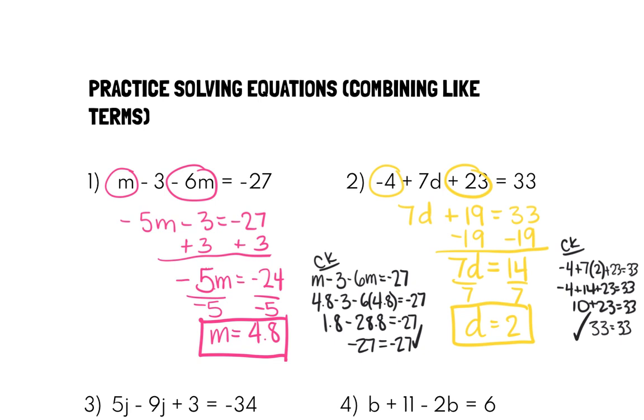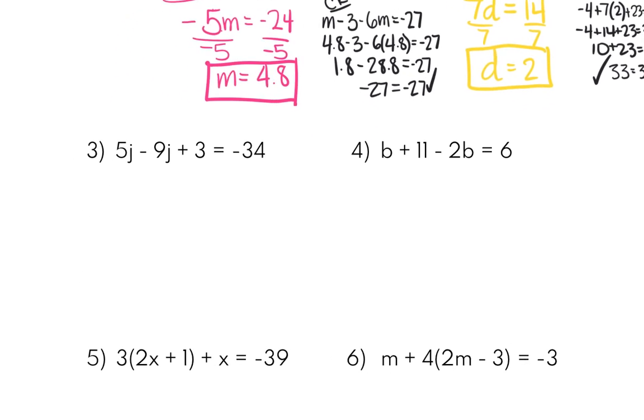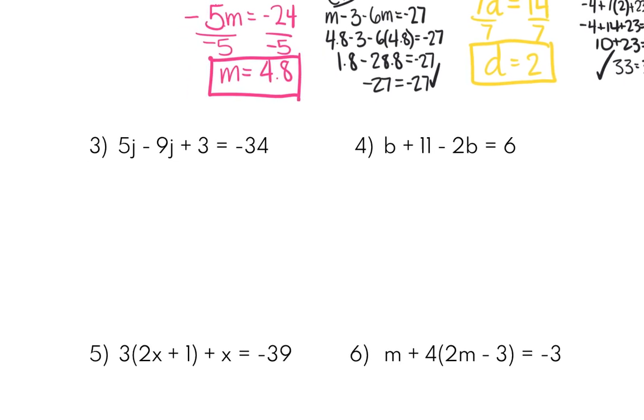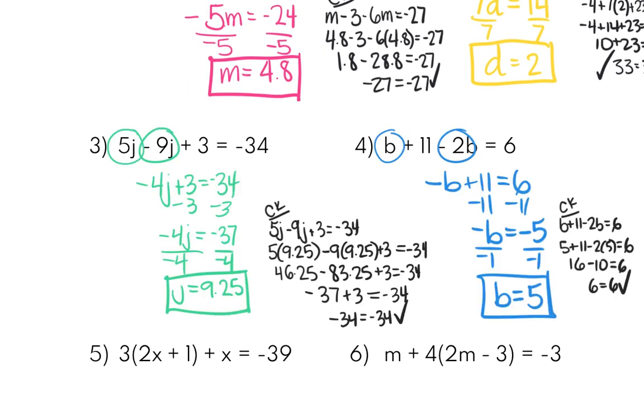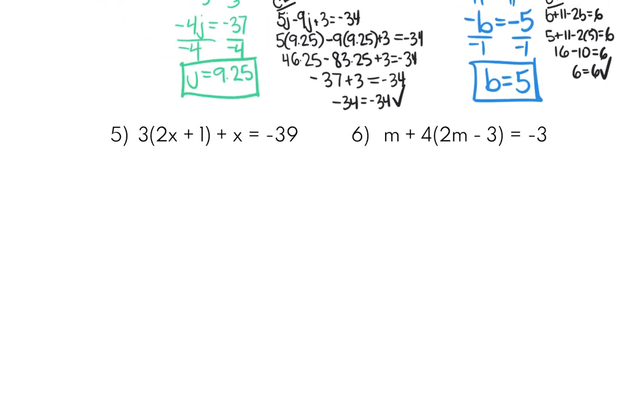Here are our answers for 1 and 2 with the checks. M equals 4.8 and D equals 2. Now let's try 3 and 4. Here are the solutions and checks for 3 and 4. We have J equals 9.25. Here's the check. And B equals 5. Here's the check. Now let's do 5 and 6.